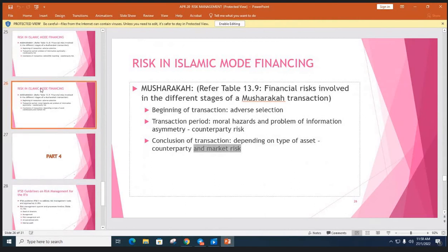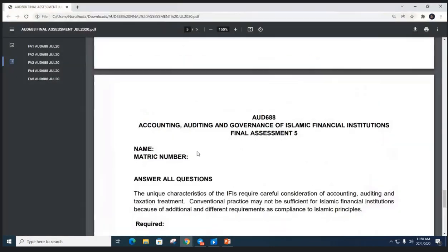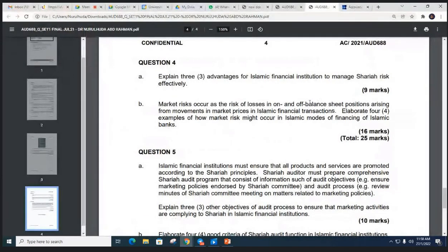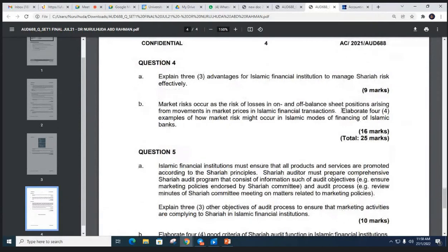So this means we find the mode of financing that involves the risk it asks for, and then the explanation. Okay, understood. Okay, so that is risk. Is there anything still unclear? Elaborate, for example, how market risk might occur in Islamic mode of financing, that is what it means.